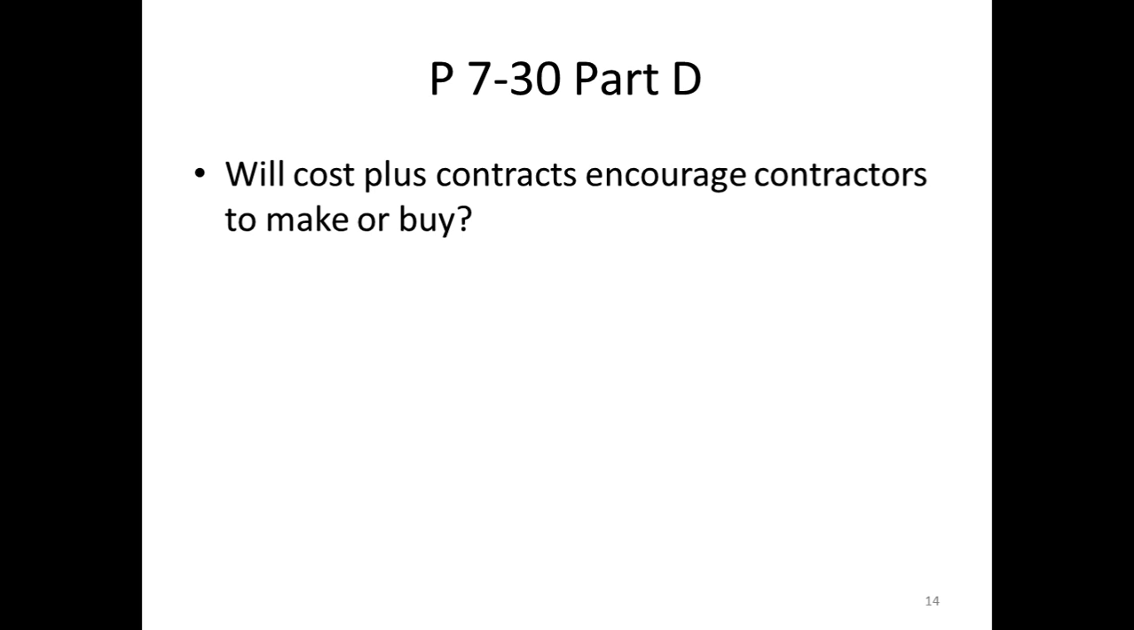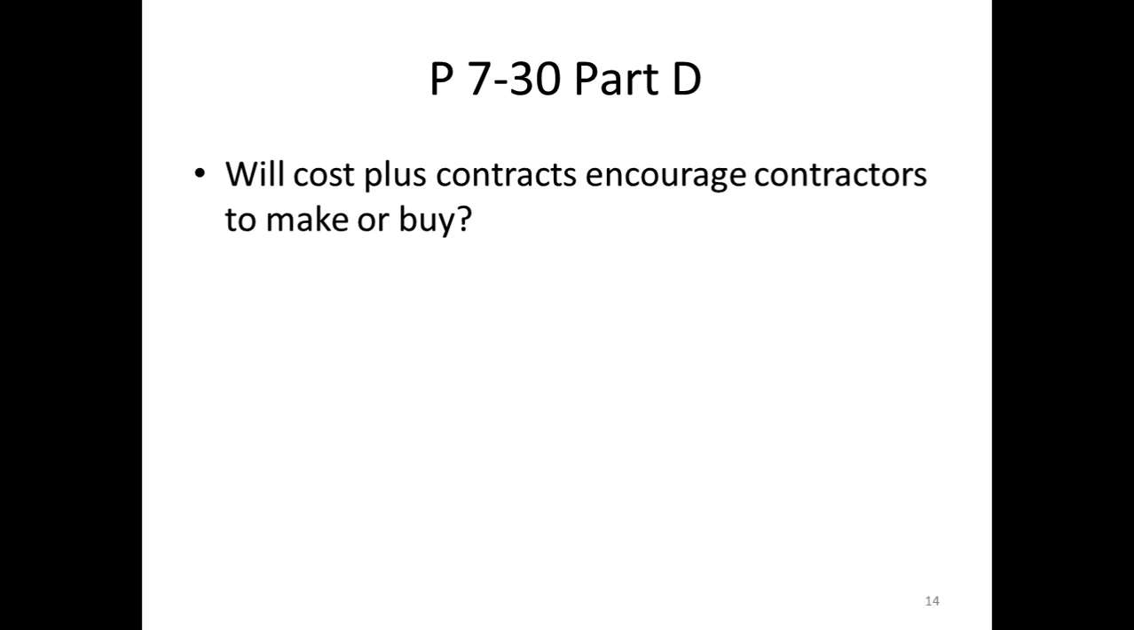Now, will cost-plus contracts encourage contractors to make or buy? Given that the defense contractors have fixed overhead that is allocable to cost-plus contracts, and the allocation is often based on direct labor, any decision that causes the contractor to consume more direct labor on the government contract increases the amount of overhead chargeable to the government. The make-buy decision is one that involves the contractor using internal labor versus external labor. Therefore, cost-plus contracts will encourage contractors to make rather than to buy.